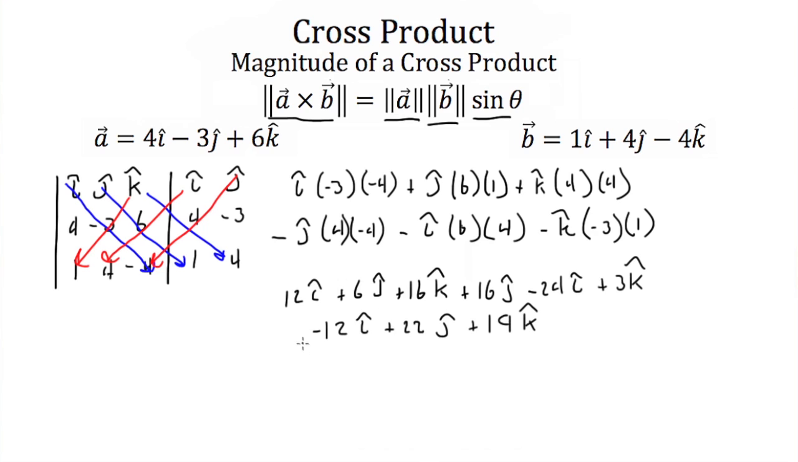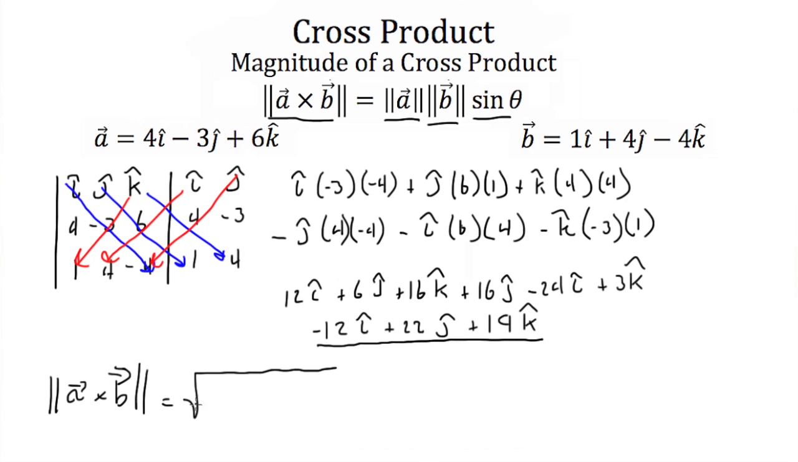So this is my cross product. Now I want to find the magnitude of that. The magnitude of my cross product is equal to the square root of the amount it moves in the x squared, so 12 squared, plus the amount it moves in the y squared, so 22 squared, plus the amount it moves in the z squared, so 19 squared. Now this 12 is negative, but it doesn't matter because I'm going to square it and end up with a positive number.